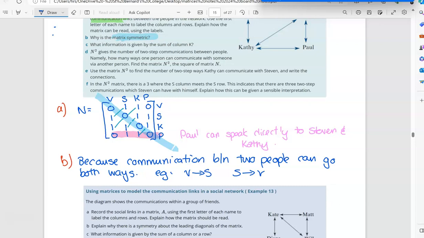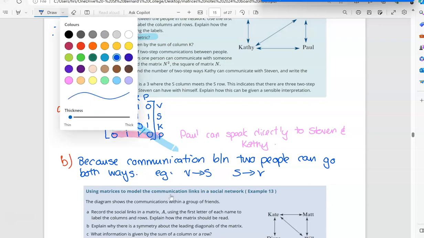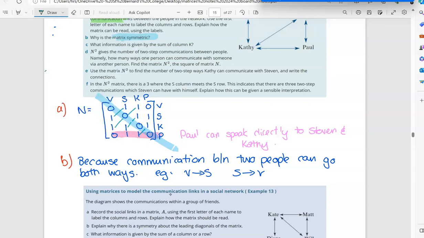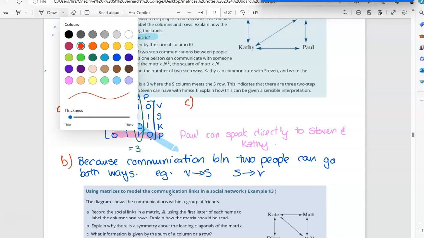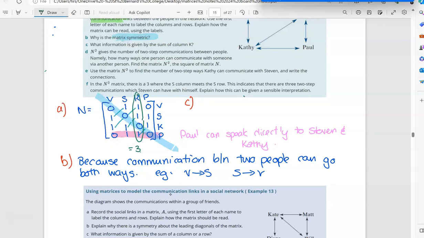Okay. What is the information given by the sum of K? So if we look here, what's the sum? Did it say the row or column K? If you add up column K, it equals 3. So what does that mean? Who was K? Kathy. So Kathy can talk to 3 people. That's what the sum of 3 in the column means.